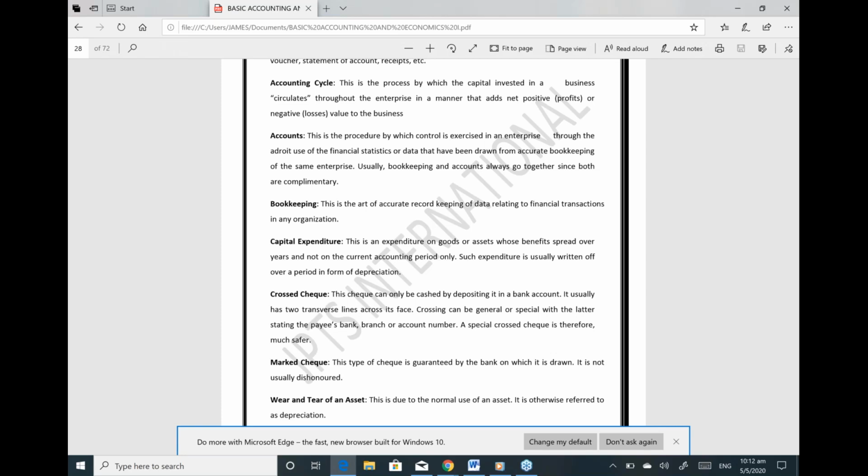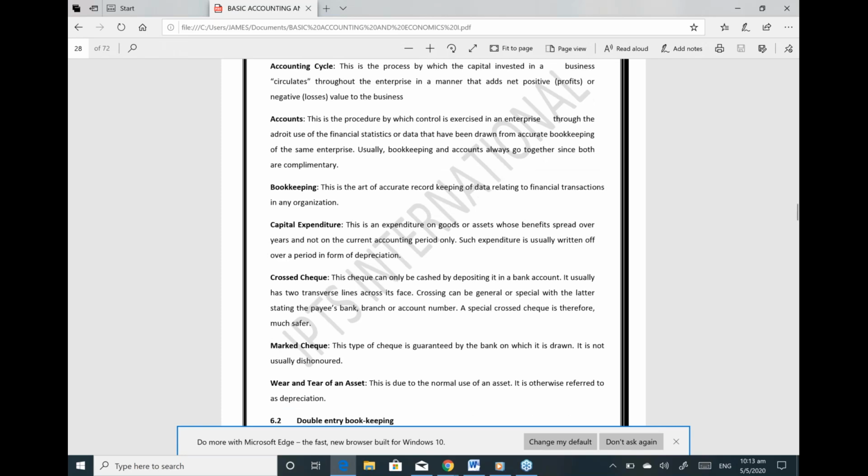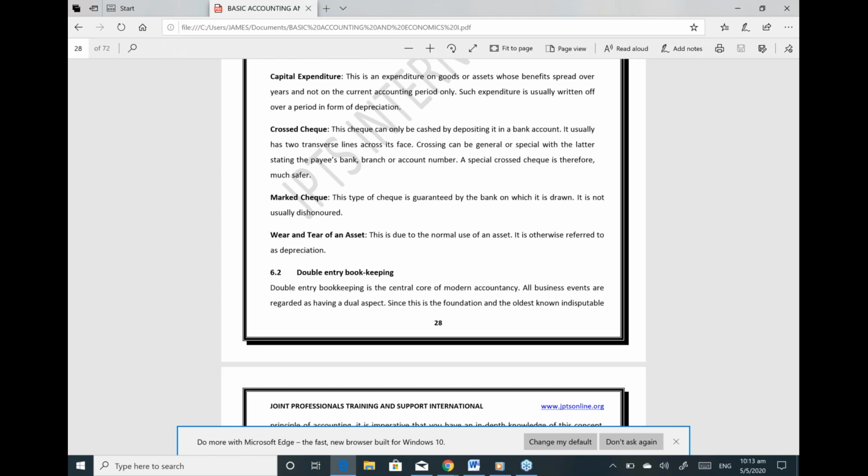Then we look at bookkeeping. This is the art of accurate recording and keeping of data relating to financial transactions in any organization. The difference between bookkeeping and accounting is that bookkeeping is on a daily basis. You do it every day. The entries, your sales and others, are done every day. Then maybe at the end of the week or the month, the accountant takes it over and begins to make the financial statement.